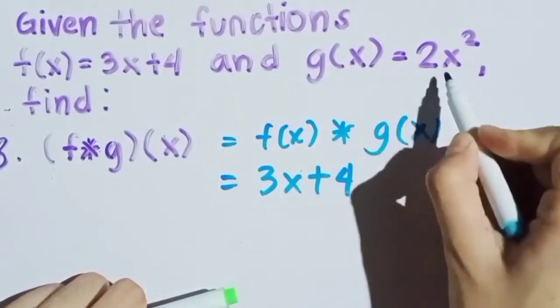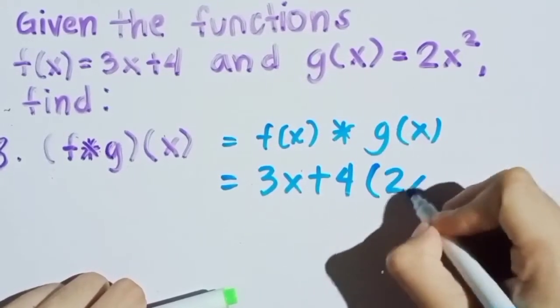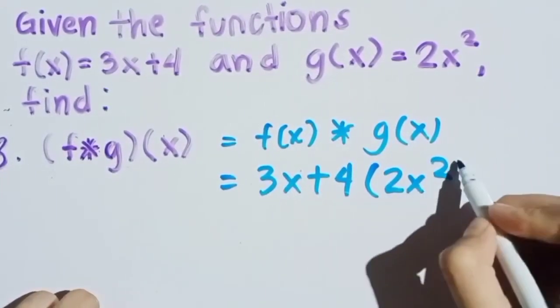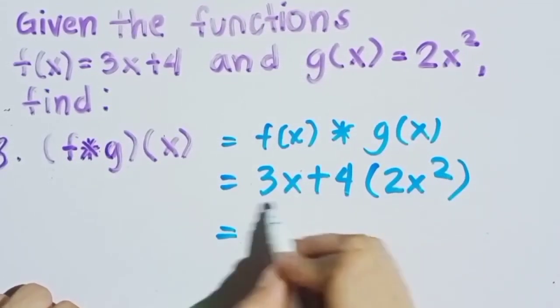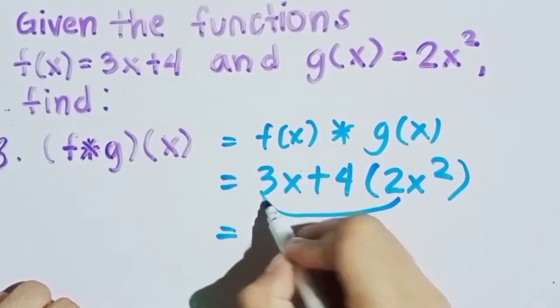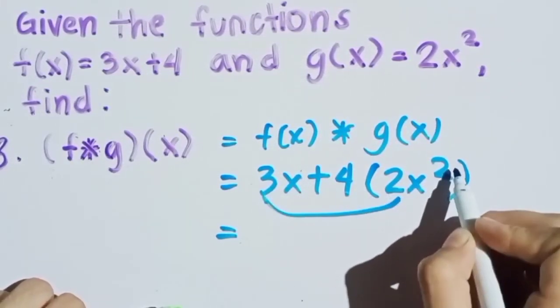Then, yung ating g of x ay 2x raised to 2. So, dito, ang gagawin natin ay i-distribute natin itong 2x raised to 2 dito. So, magiging 3x times 2x raised to 2.